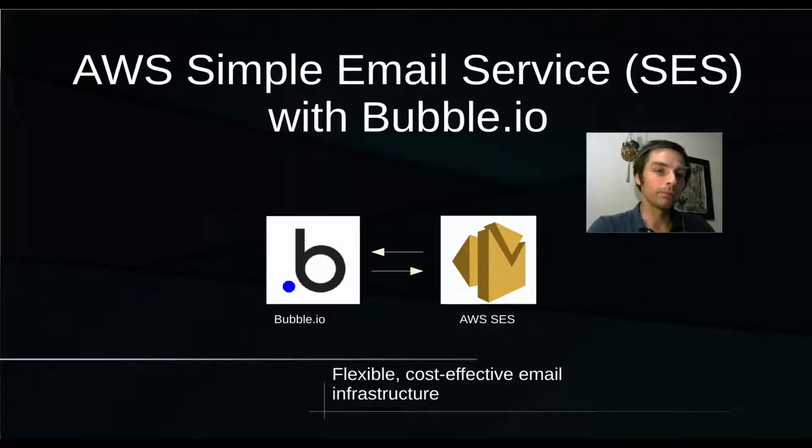Okay, welcome everyone. In this video, I'm going to show you how you can use Amazon's Simple Email Service to build a custom email backend for your Bubble applications. So SES is very flexible and cost-effective, and it's pretty easy to get started with. It also integrates really well with the rest of the AWS ecosystem.